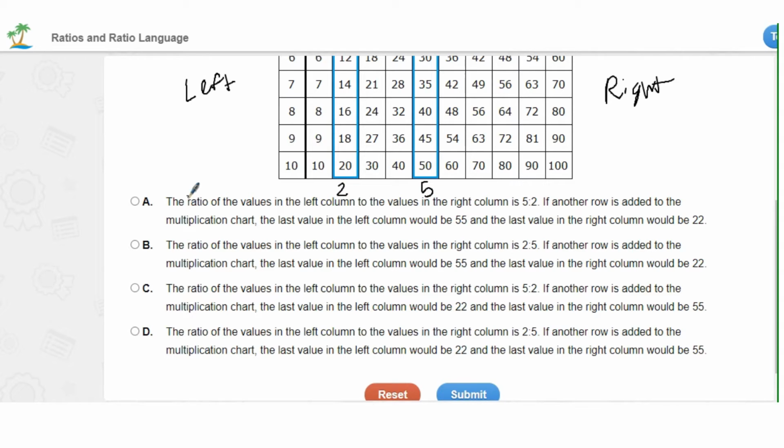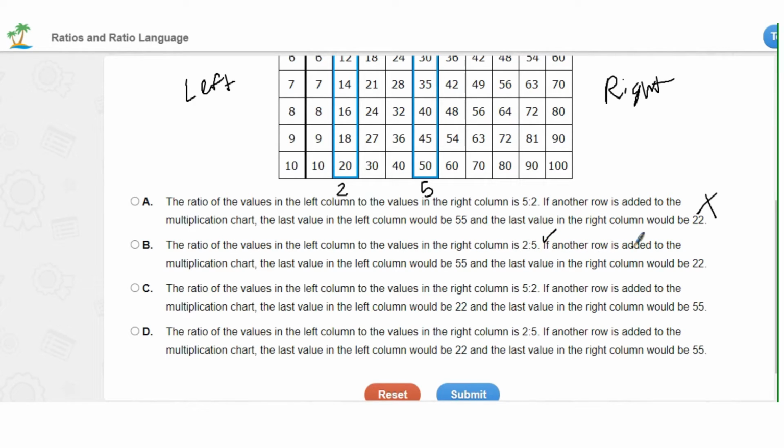So let's see if this is right. The ratio of the values to the left column, so that's over here, to the values to the right column is 5 to 2. Well, left is 2 and right is 5, so I'm going to eliminate this one. The ratio of the values in the left column, so that's here, to the values in the right column over here is left 2, right 5. Okay, that's correct. So let me keep reading.